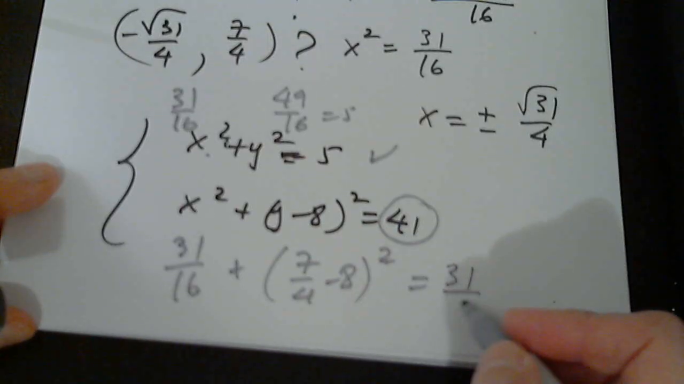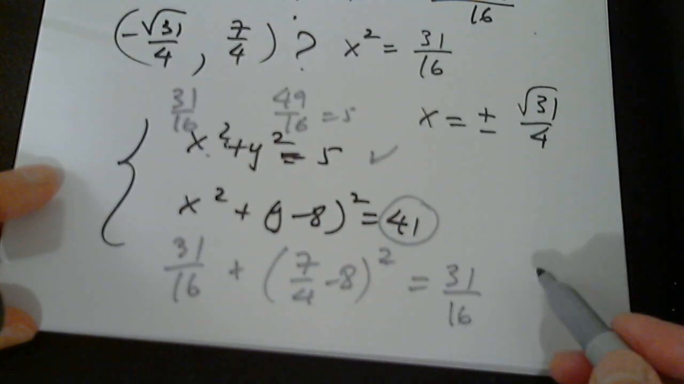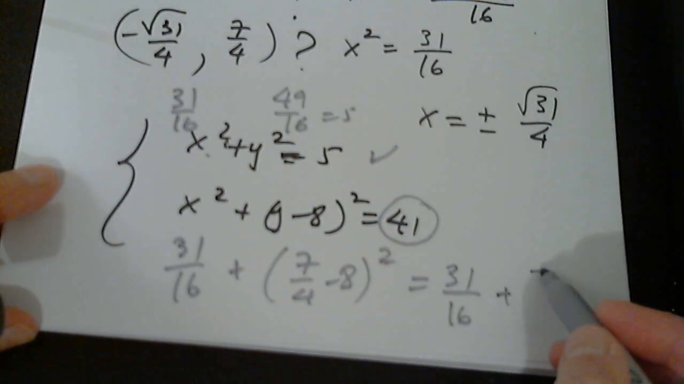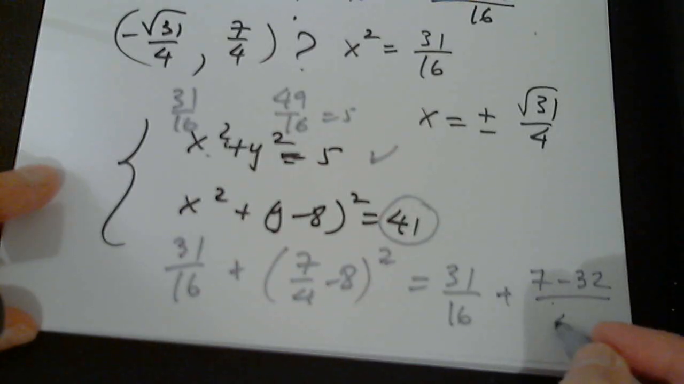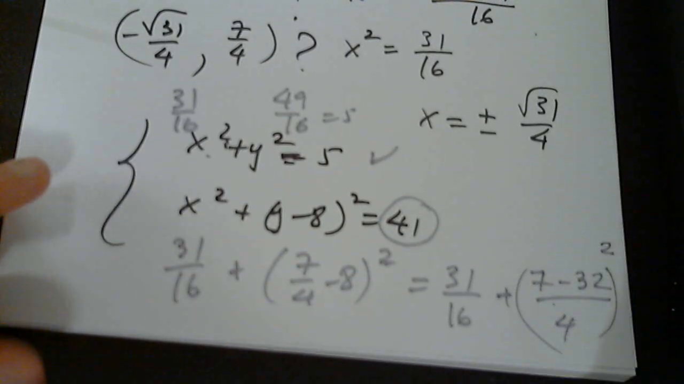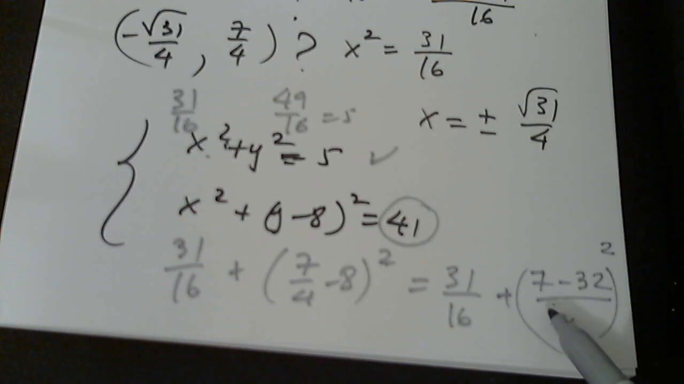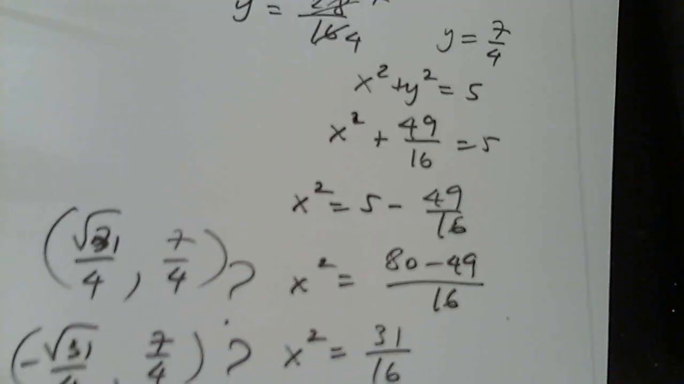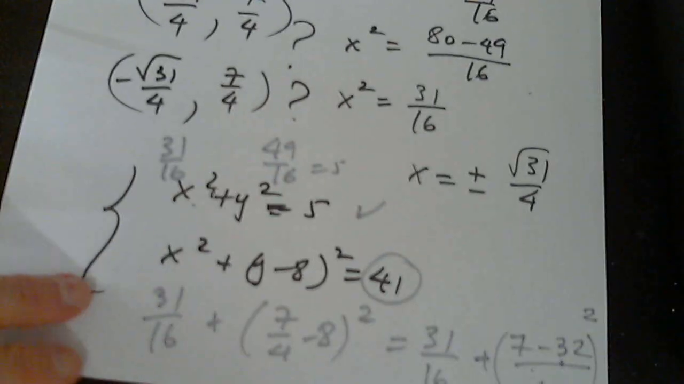Okay, so this is 31 over 16. And this is positive 7 minus 32 over 4, everything squared. Good. So 32 minus 7 is 25. It's negative 25, but it doesn't matter because we have to square it. So good.